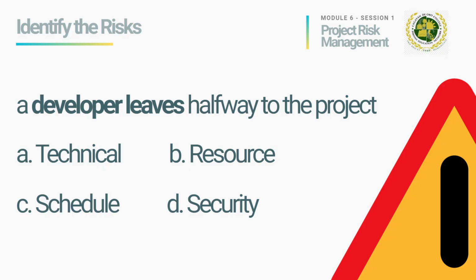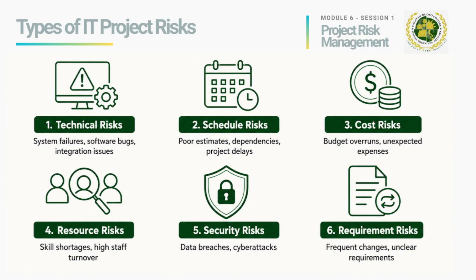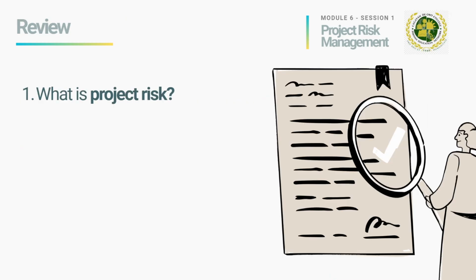Okay, the answer to this is letter B, which is resource. Now, going back to the chart that we have earlier, resource risk talks more about the people, the manpower behind the project that you are building. So in this scenario, it says a developer leaves halfway through the project. And in this case, it is resource because the developer left, which causes a lot of risk.